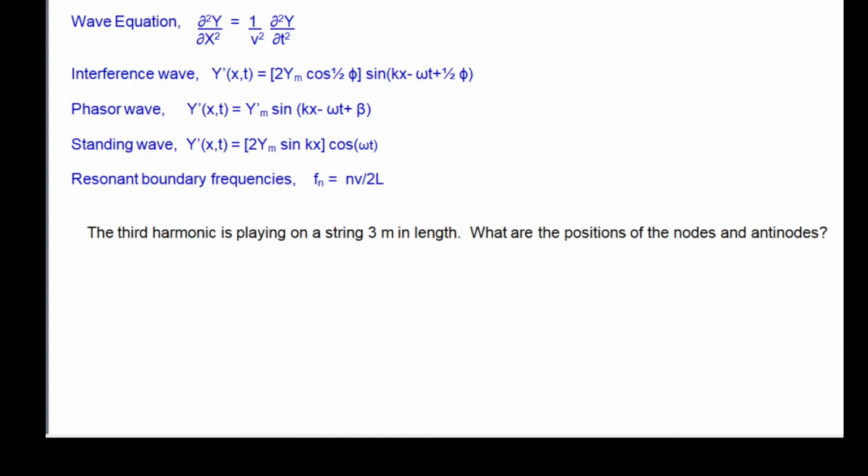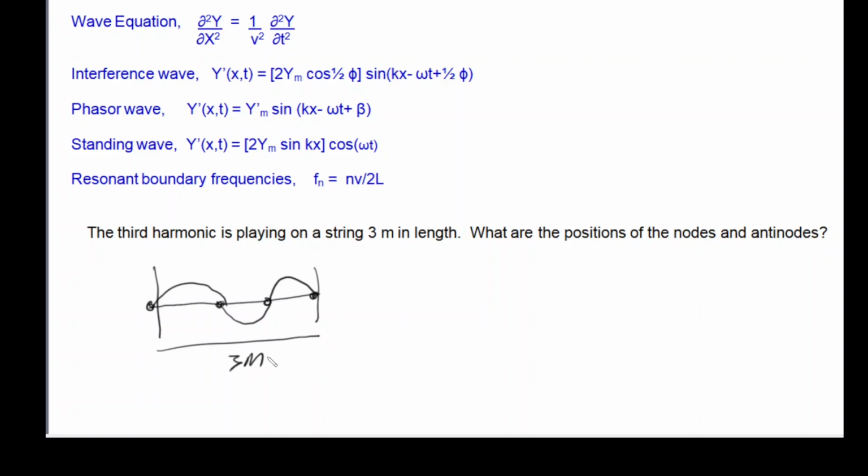Here's our last problem. The third harmonic is playing on a string 3 meters in length. What are the positions of the nodes and antinodes? So a third harmonic is the second overtone, and we're looking at a wave with 3 half wavelengths. So we have 4 nodes: 1, 2, 3, 4. And the string is 3 meters in length.